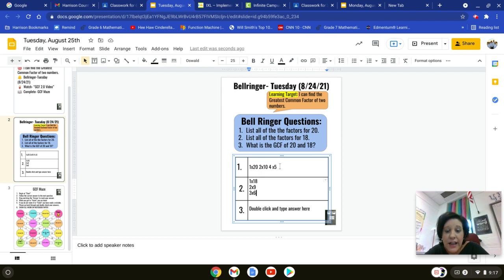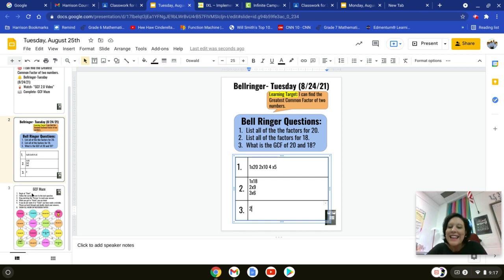And then you have to just look carefully. What is the greatest common factor? What is the largest, greatest means largest, number that's on both lists? So that answer is 2. So 2 is the GCF of 20 and 18. I hope that makes sense. 1 is not the greatest common factor because it's not the greatest. It's a common factor, but it's not the greatest.